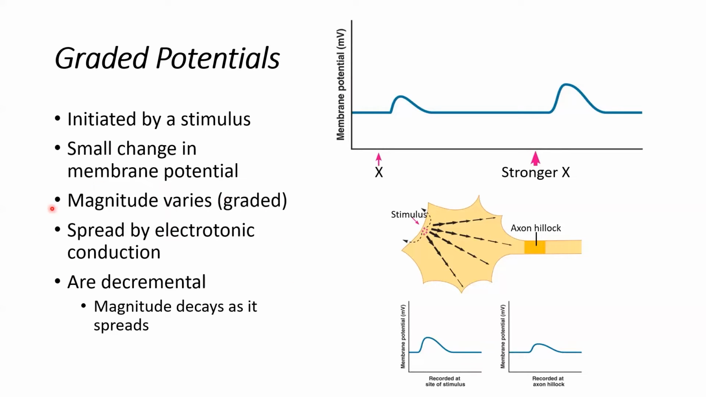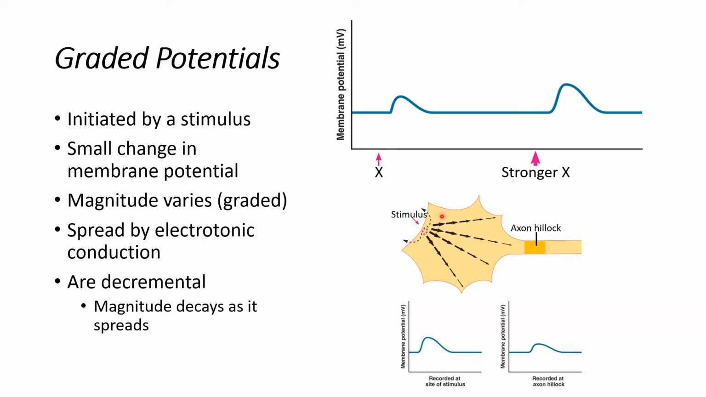The spread of a graded potential happens by electrotonic conduction, which means that the change in the channels that are opened, right, the amount of ions that are being conducted through the membrane can change the membrane potential, and that can allow this graded potential to spread, but not very far, only across the soma or cell body. And then graded potentials are what we describe as being decremental. So the magnitude is not going to be sustained. It's going to actually dissipate the farther away it goes from the original stimulus.